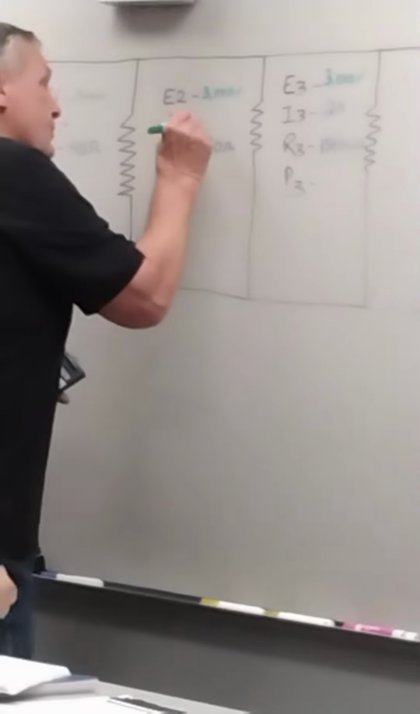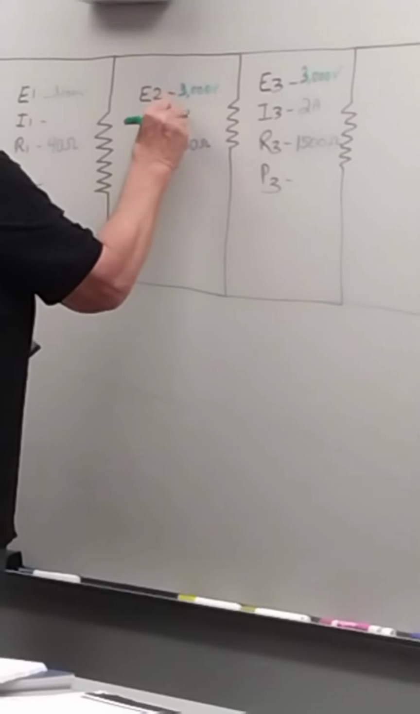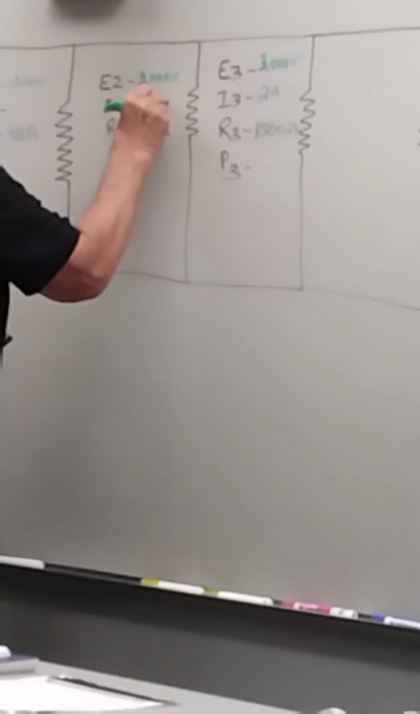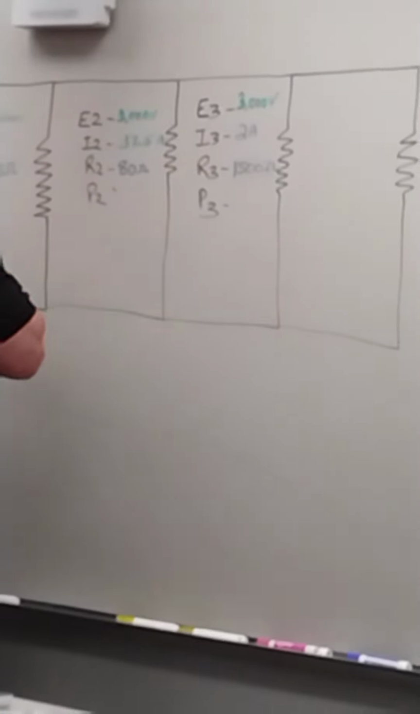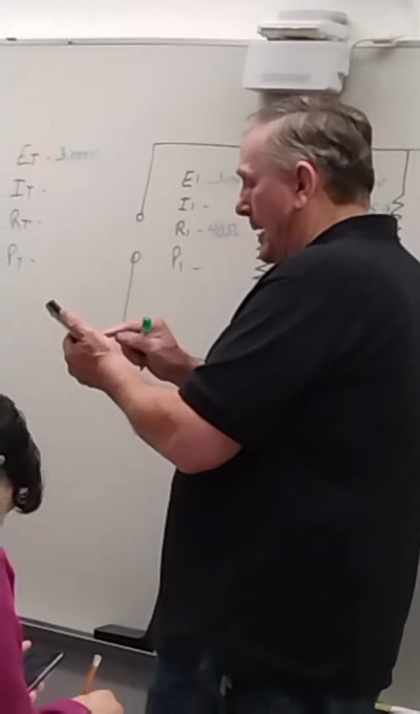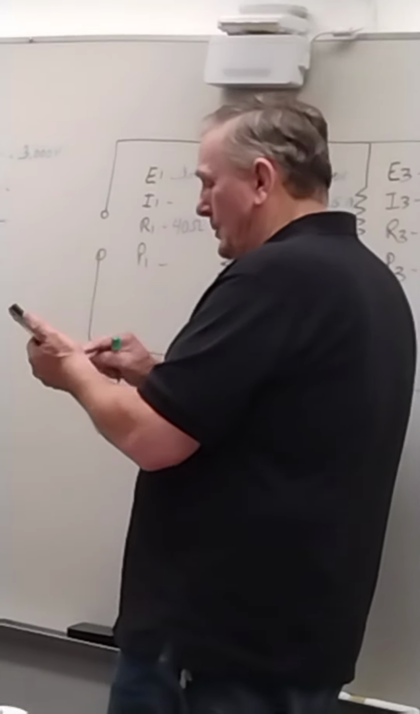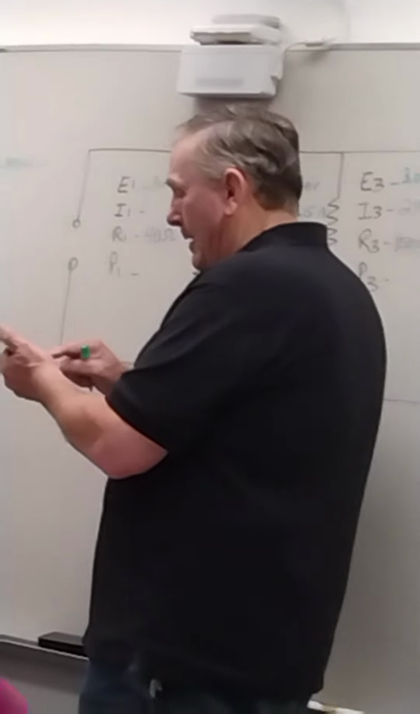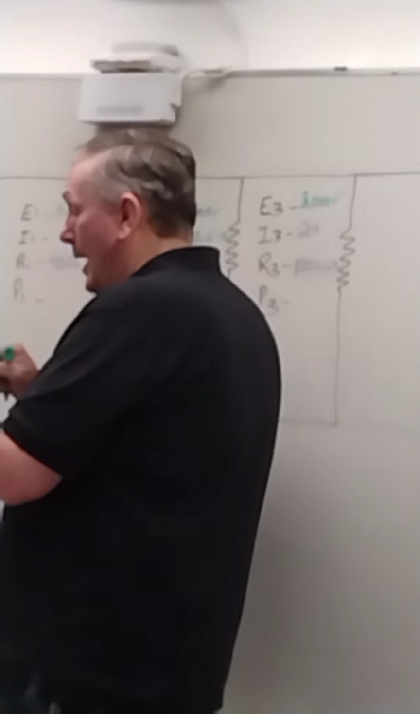Cool. We got 2 amps here, 4 amps, given. I'm going to come over here. So I've got 3,000 divided by 80. That equals 37.5 amps, right? Now if I got this one over here, I've got 3,000 divided by 40. How much? 75 amps.